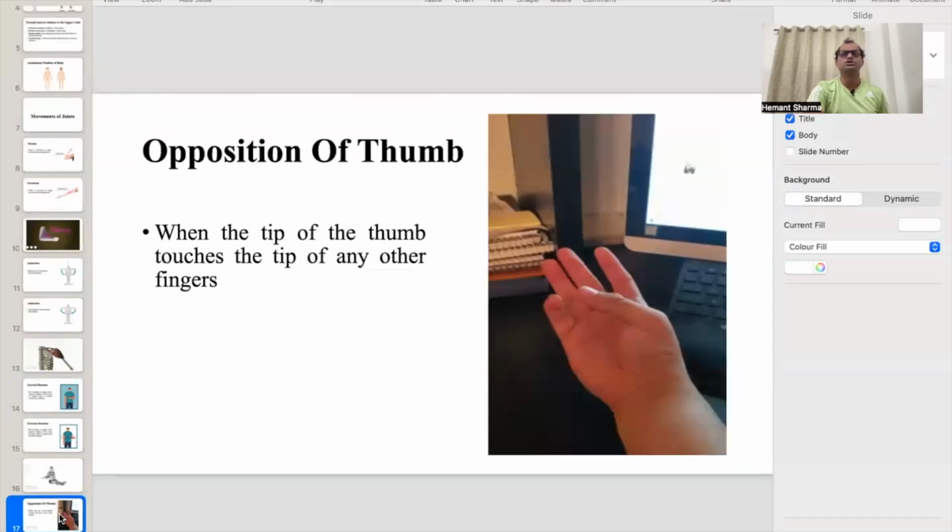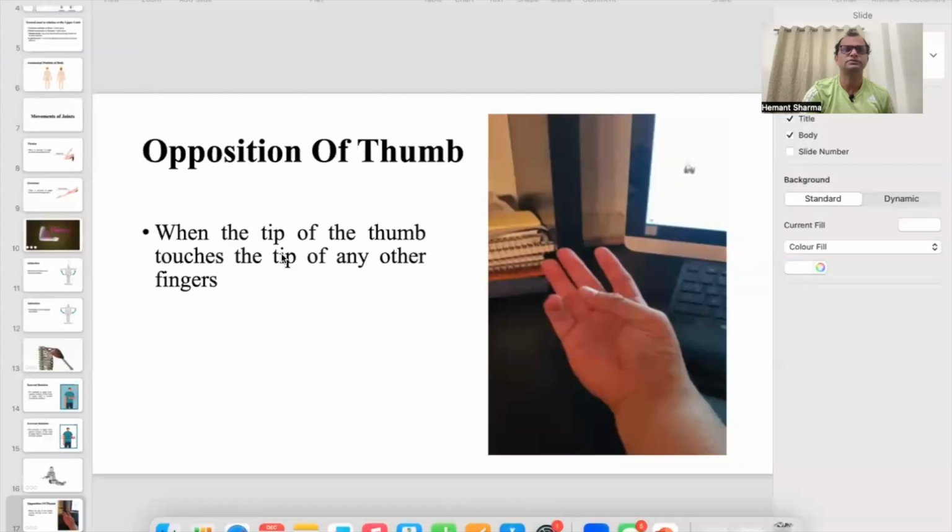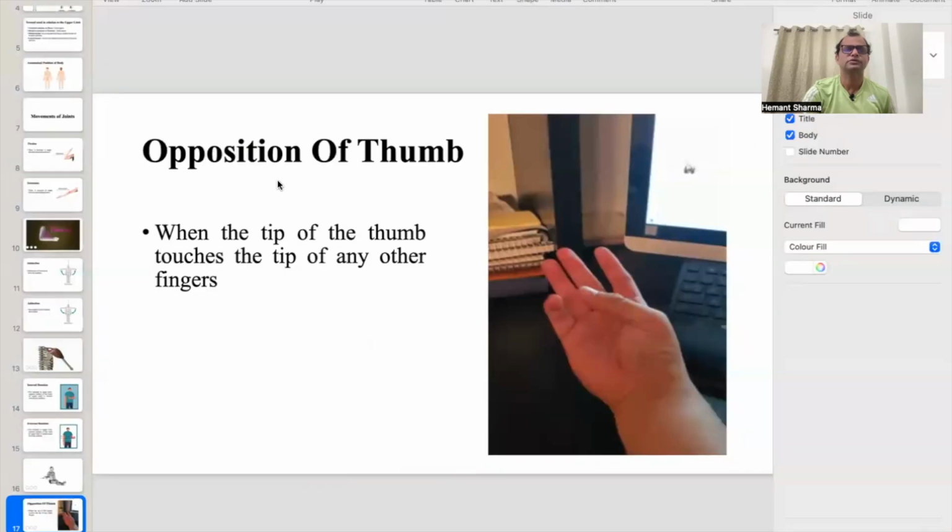Now opposition of the thumb, right? What is opposition? गिनती कैसे गिनते हैं? गिनिए जरा. 1 2 3 4. So you can see the thumb is going and touching every finger. This movement is called opposition of the thumb, right?